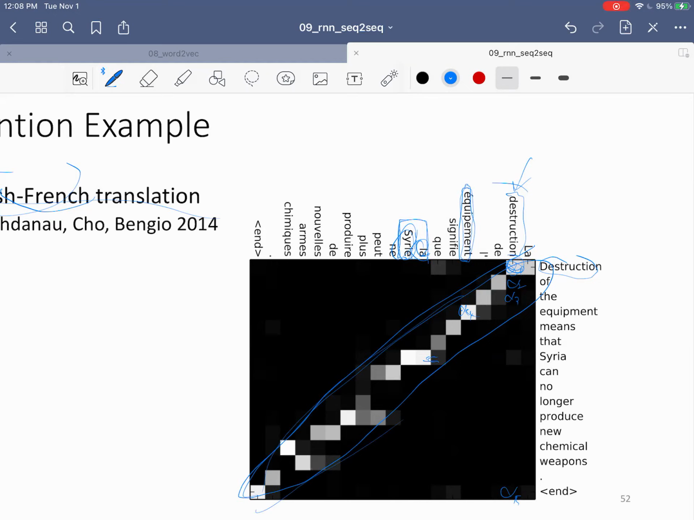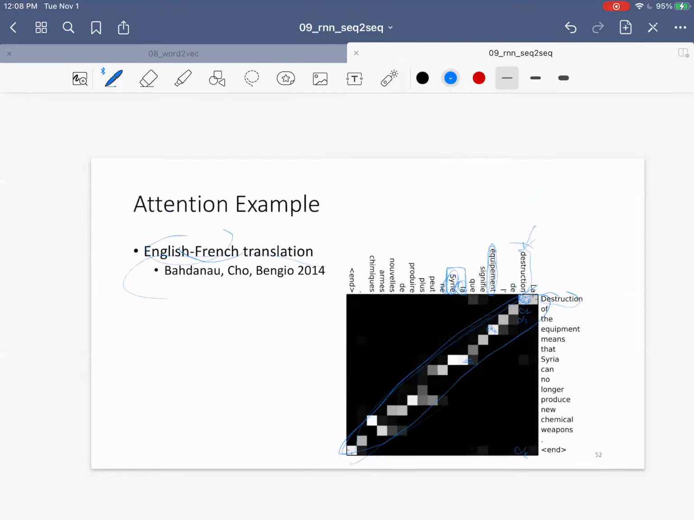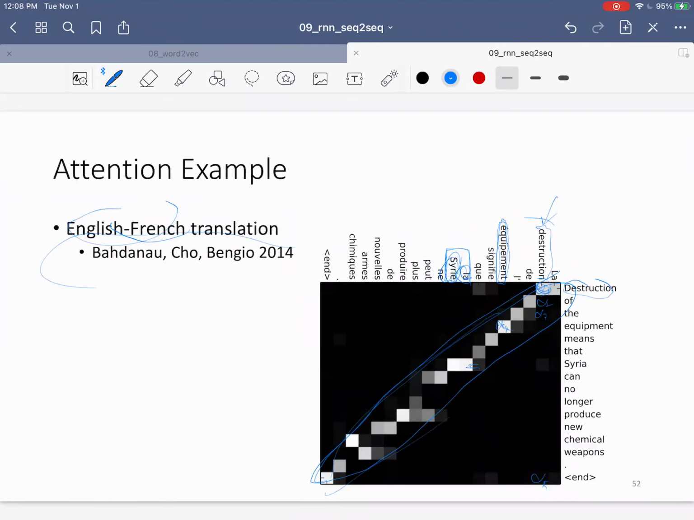There was a debate as to whether you can treat attention as a proper interpretation or not. There was a paper called "Attention is not explanation," and then a follow-up paper responding to it. So there was a debate going on back in 2019 or 2020. Still, it's a nice figure.